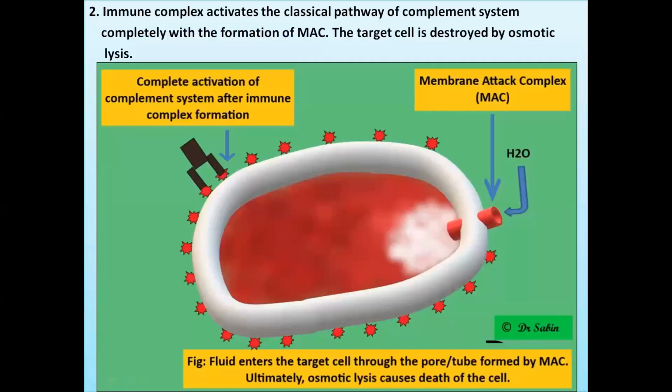This illustration shows the complete activation of complement system. In acute hemolytic transfusion reaction, IgM antibody binds with the antigen on the surface of donor red blood cell. Membrane attack complex is formed on the surface of the red blood cell. 18 molecules of C9 are polymerized into a tube-like structure. The tube is inserted in the plasma membrane of the red blood cell. Water enters the red blood cell through this tube, and ultimately there is osmotic lysis of the donor red blood cells.